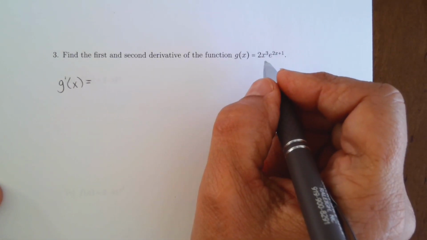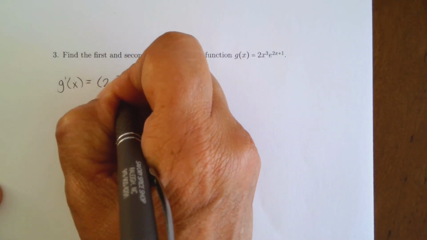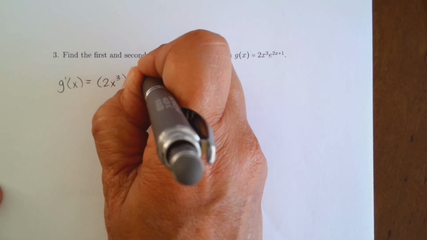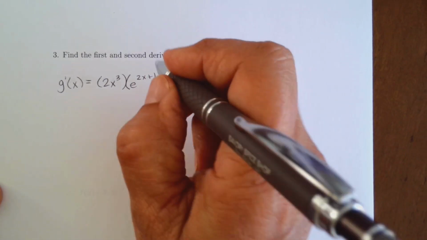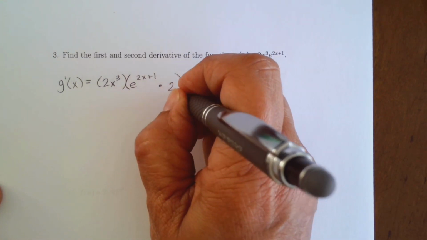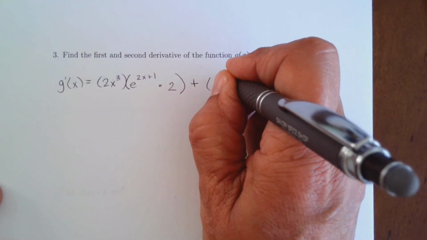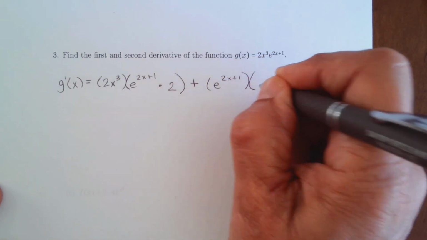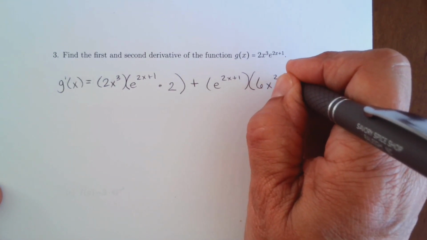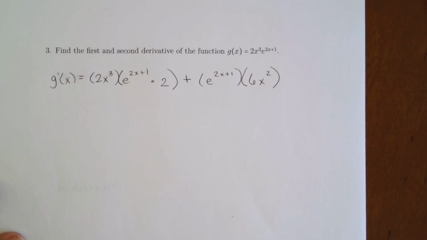Okay, so first derivative, product rule, we're going to start with the first function, 2x cubed, times the derivative of the second function. So the derivative of e to the 2x plus 1 is e to the 2x plus 1, times the derivative of the exponent, which would be 2. Derivative of 2x is 2, plus, then we're going to do the second function, e to the 2x plus 1, times the derivative of the first function. Derivative of 2x cubed would be 6x squared. Okay?